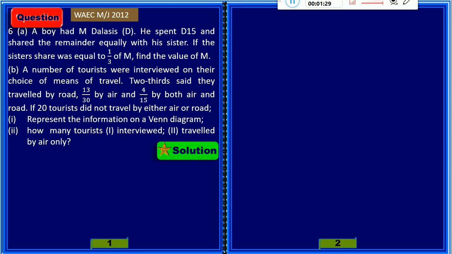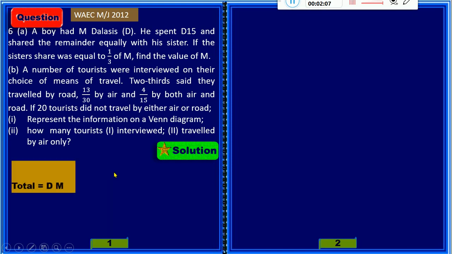6b. A number of tourists were interviewed on their choice of means of travel. 2/3 said they travel by road, 13/30 by air, 4/15 by air and road. If 20 tourists did not travel by either air or road, represent the information on a Venn diagram. Two, how many tourists were interviewed? How many tourists traveled by air only? Let's see how to answer these questions together.